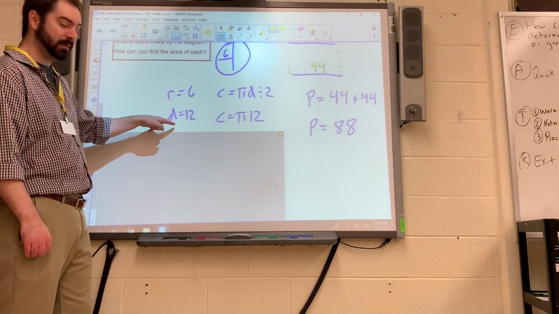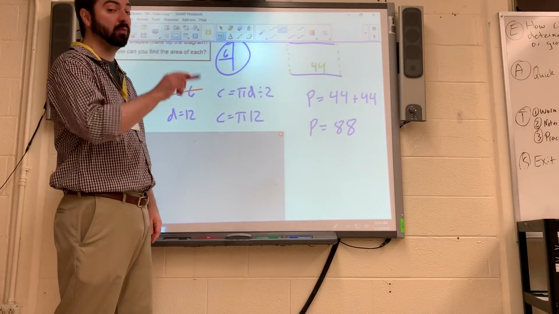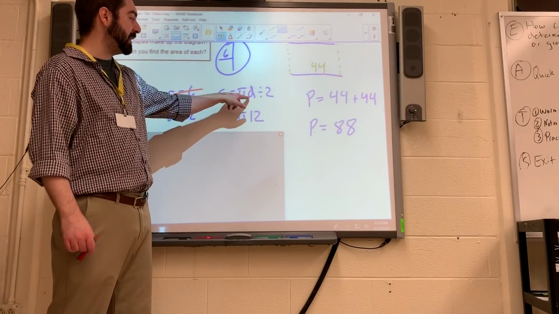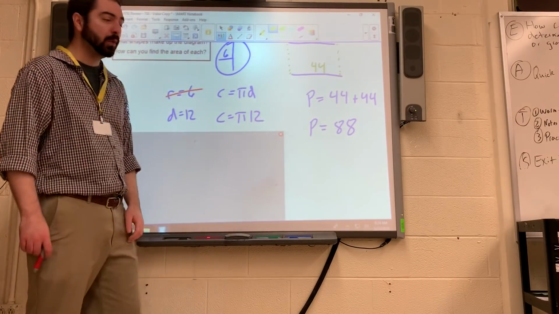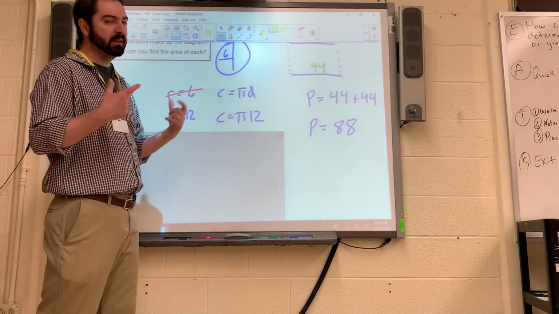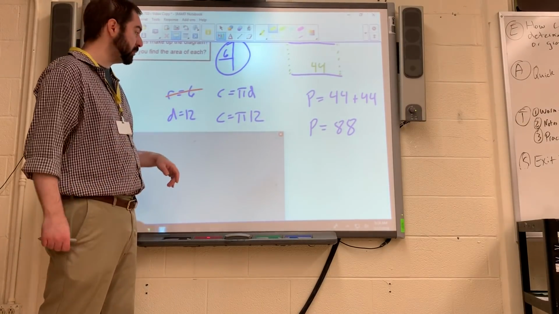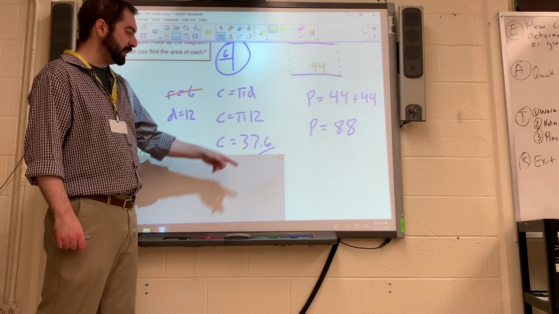Radius of 6, diameter of 12, since this is a circumference problem, because it's talking about the distance around the outside. Pi times diameter, but this time I'm not going to divide it by 2. You could if you wanted to find each individual piece, but again, 2 halves make one whole, so there's no real need to find each individual side. Circumference, pi times 12 is 37.6.